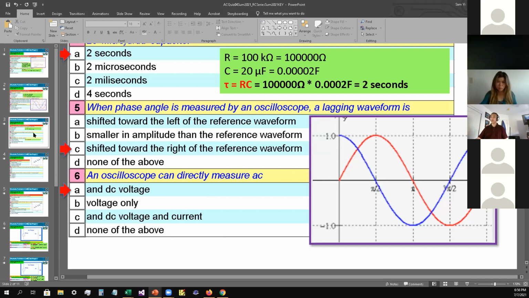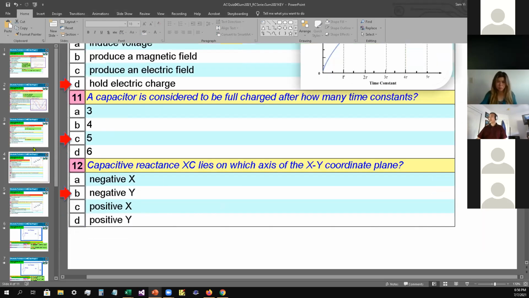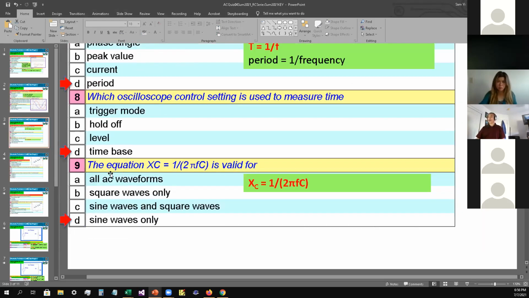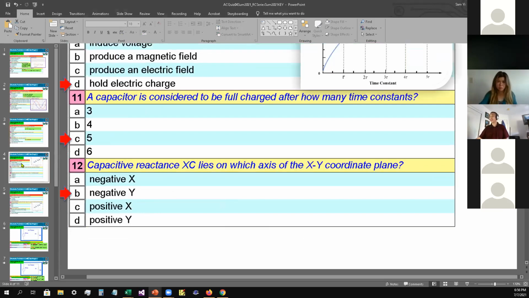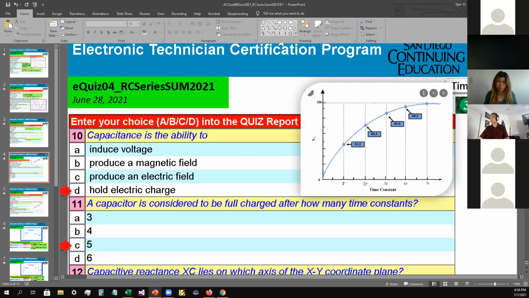You're welcome. Yeah, when they said all AC waveforms, it cannot apply to all of them. Okay, so next one here, let me scroll this up a little bit, scroll down a little bit.